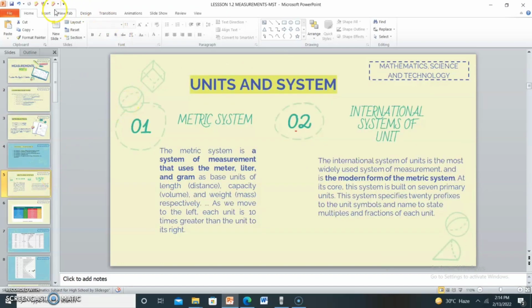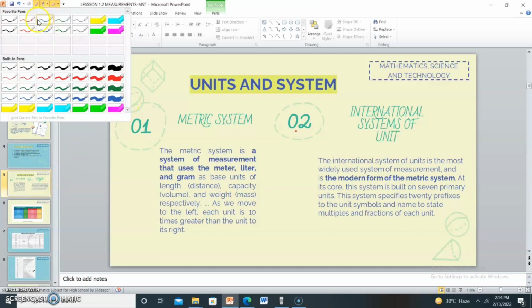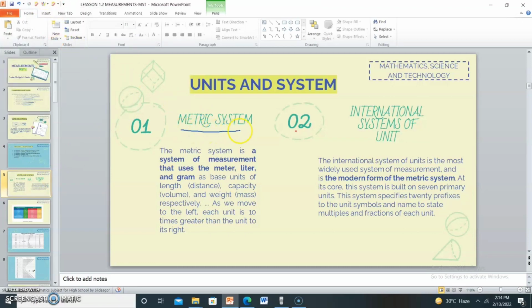So in measurement, there are units and systems. First is the metric system or the English units. The metric system is a system of measurement that uses meter, liter, and gram as the base units of length or distance, capacity or volume, and weight, which is the mass, respectively.